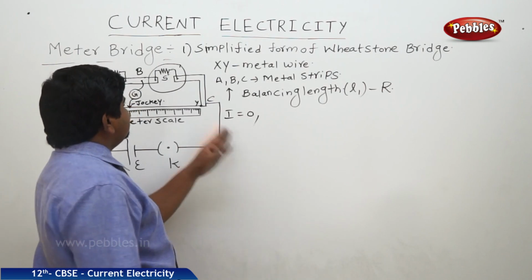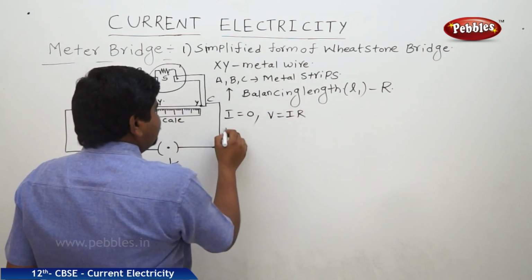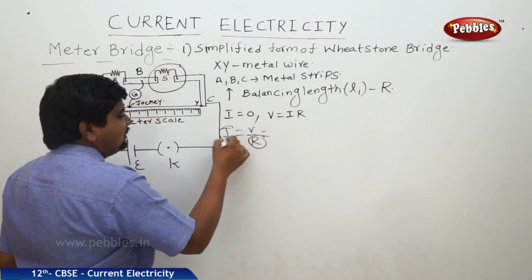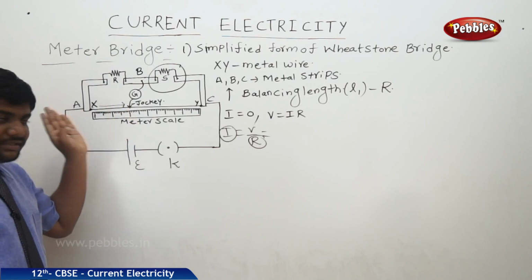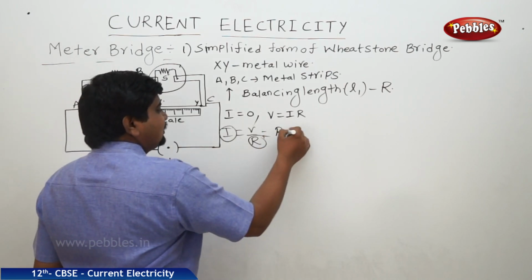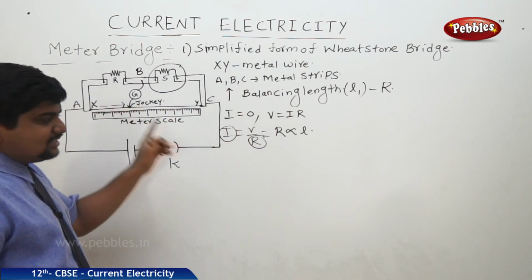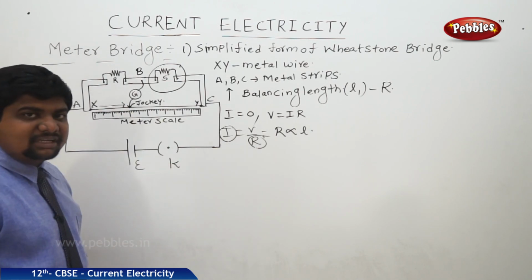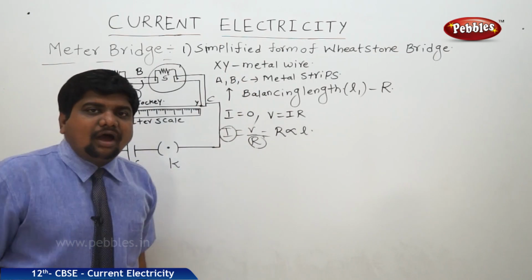What is the connection between current and resistance? V is equal to IR. Therefore I is equal to V by R. When R is equal to infinity, I is equal to 0. So at this particular length, resistance is again directly proportional to length. At this balancing length, R becomes infinity for the wire, then I becomes 0. Therefore, this balancing length L1 corresponds to the resistance R.